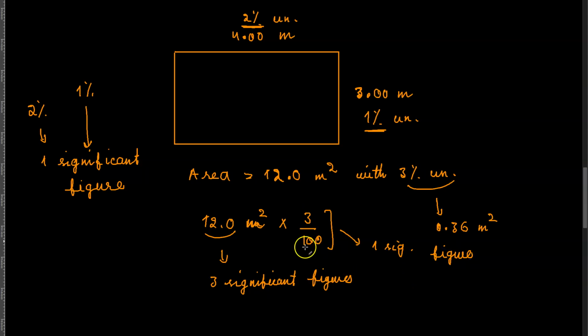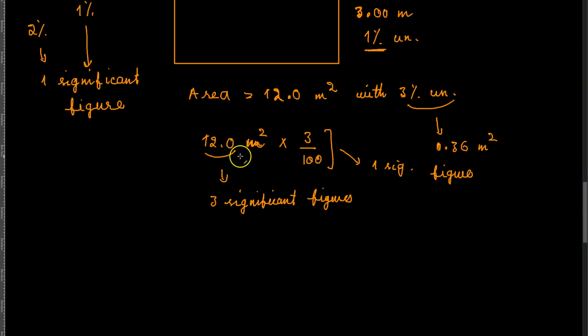Now, when you're multiplying numbers, you multiply some number with 3 significant figures with a number with one significant figure. You have to take the number of significant figures of the number which has the least number of significant figures. In this case, this number has only one significant figure. You take that as the number of significant figures for this calculation. This calculation normally gives you 0.36. Now 0.36 has 2 significant figures.